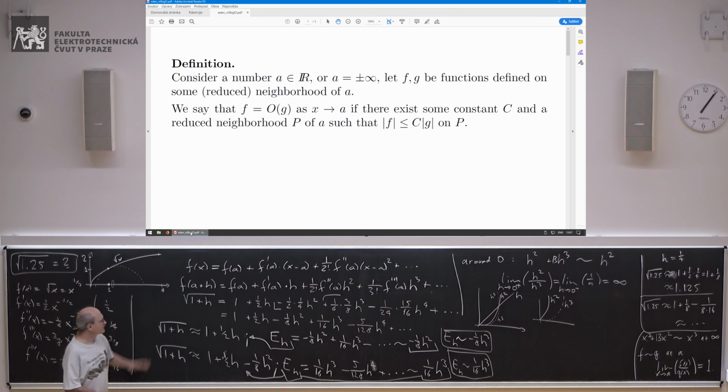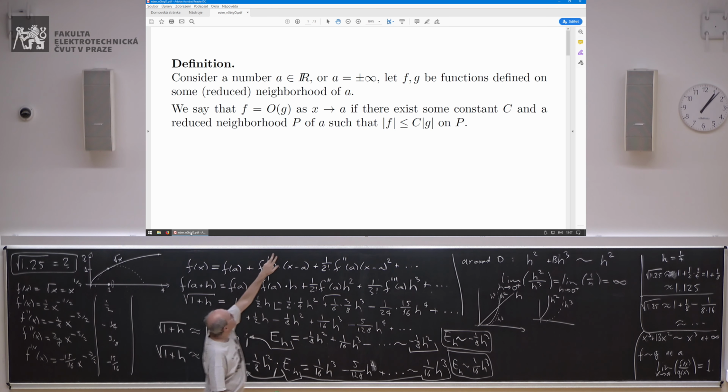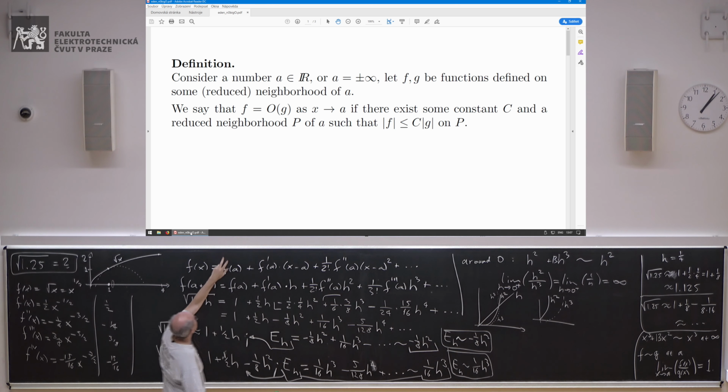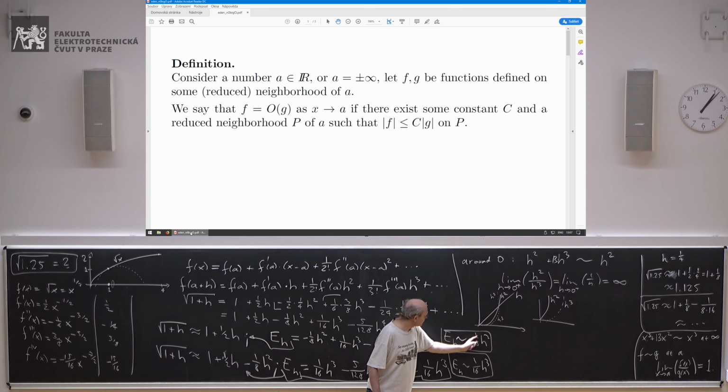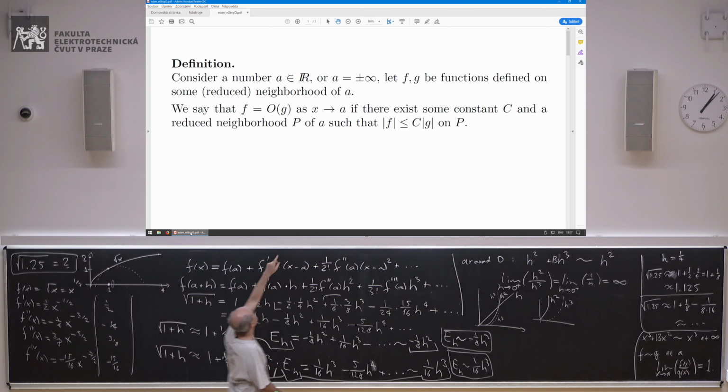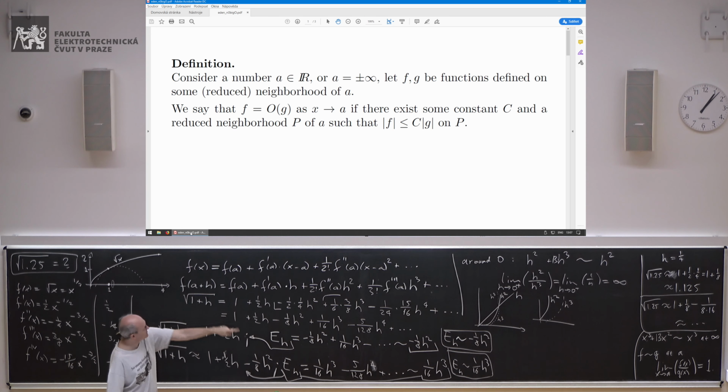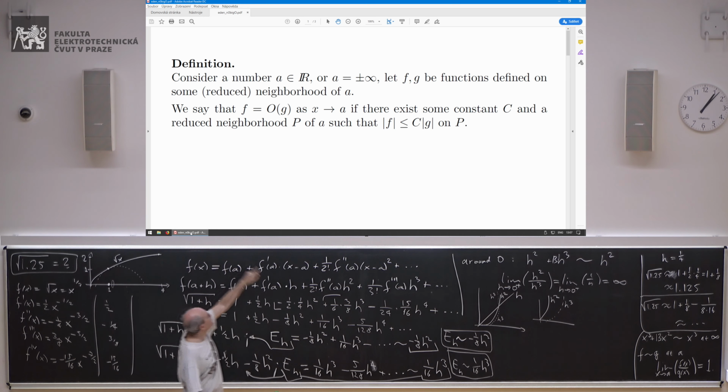Okay, now we have two functions which are defined on a neighborhood of some center a. Now what is a in this picture? Well, it corresponds to this situation. So here, the center of our attention is 0. We are interested in what happens when h goes to 0. So 0 is a in this definition. We have two functions around 0 in our case, or some a, and we say that f is capital O of g. Okay, let's go to the end.